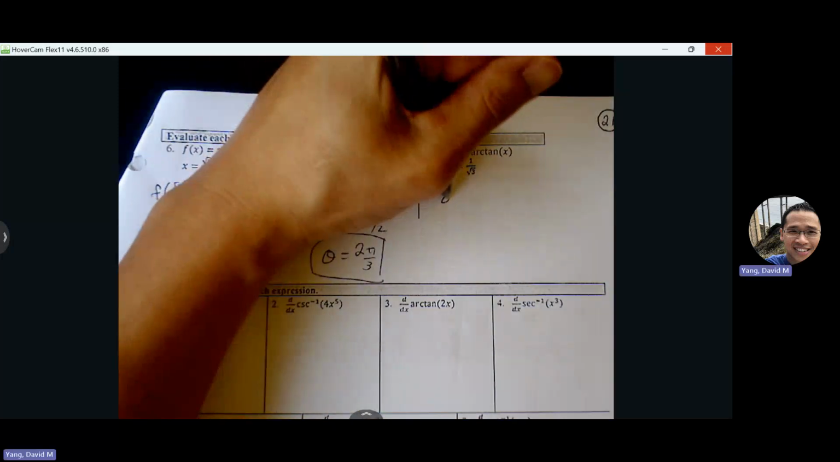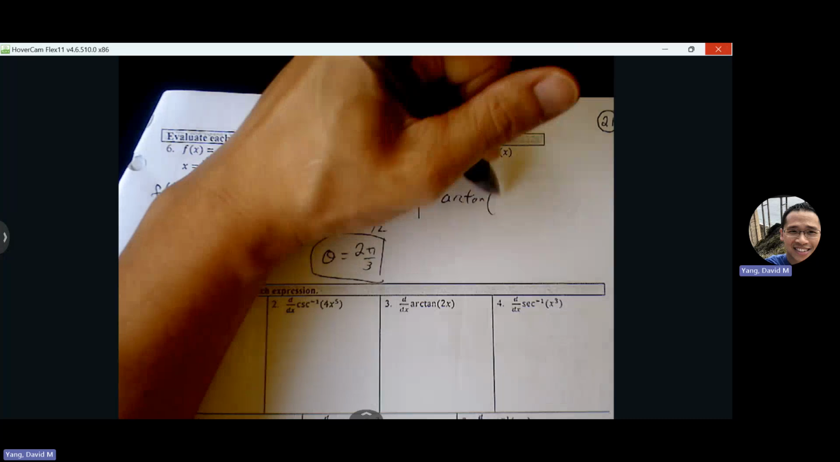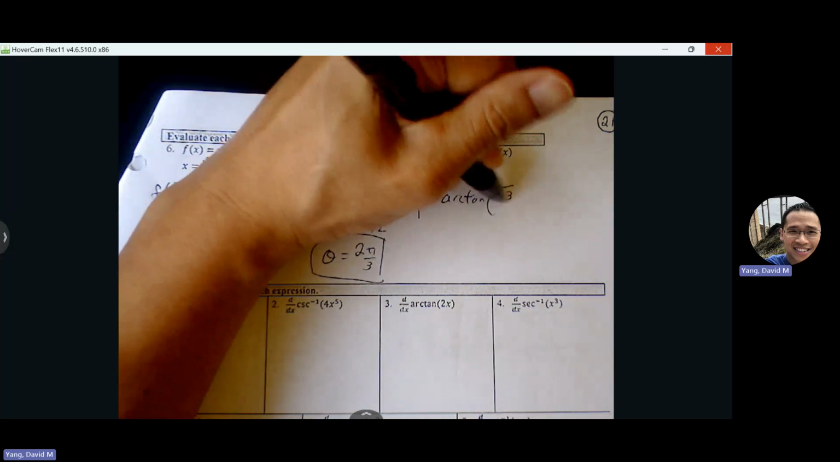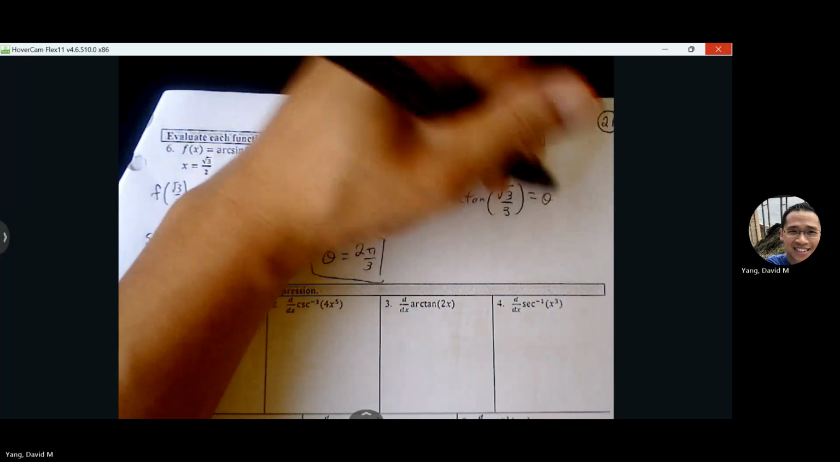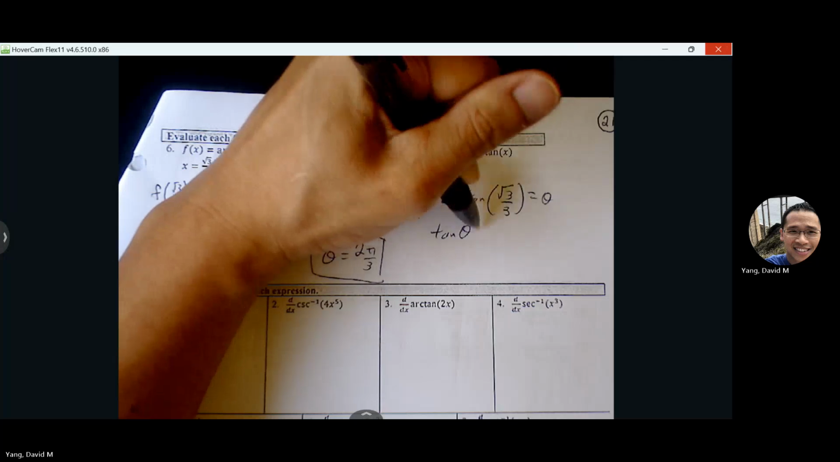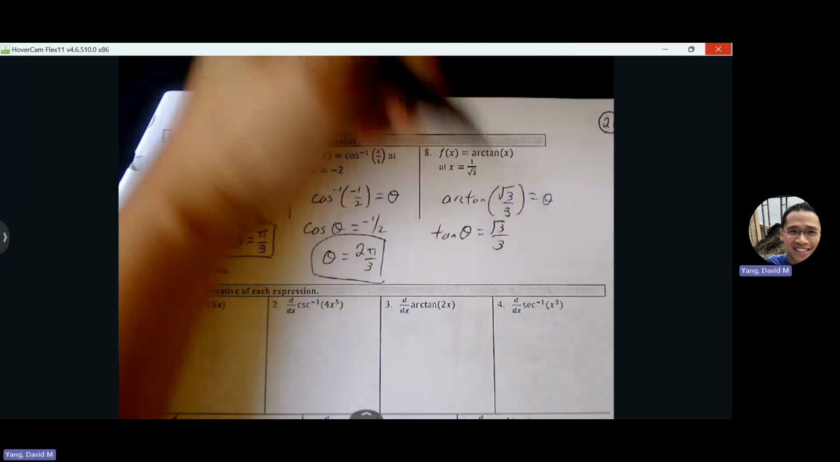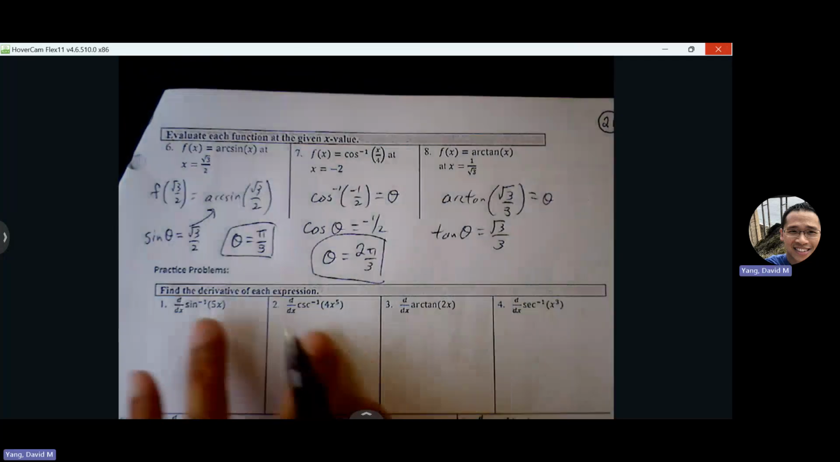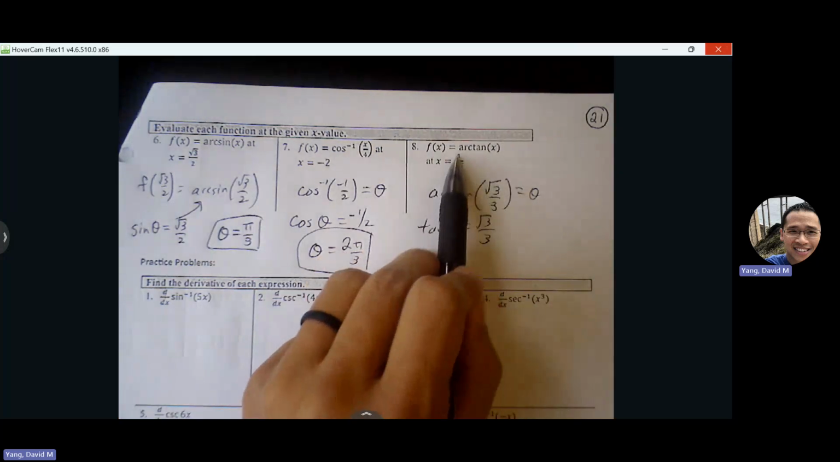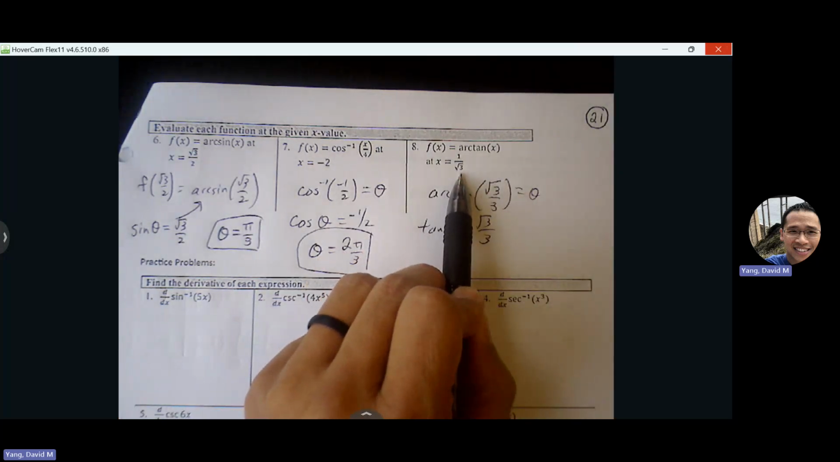This is the same thing as saying arc tangent of 1/√3, which is the same thing as √3/3. So anything positive is in the first quadrant, and 1/√3 is going to be in that π/6 family.